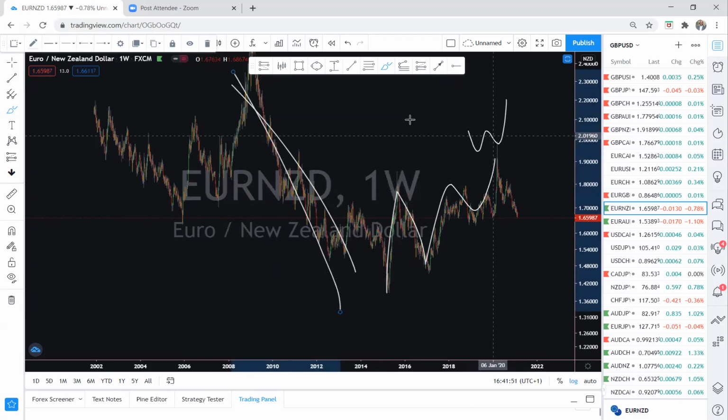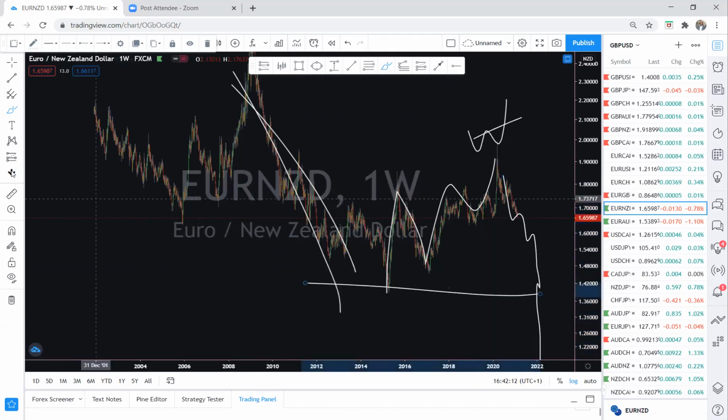You can't call it W because here could be a continuation. It depends on what happens when the pair gets here that will determine whether this will be a W and here will be an X. But for now, we cannot call it a W. It's a pullback. Allow this to continue to go to the downside. Let it break this low before we know what to do.